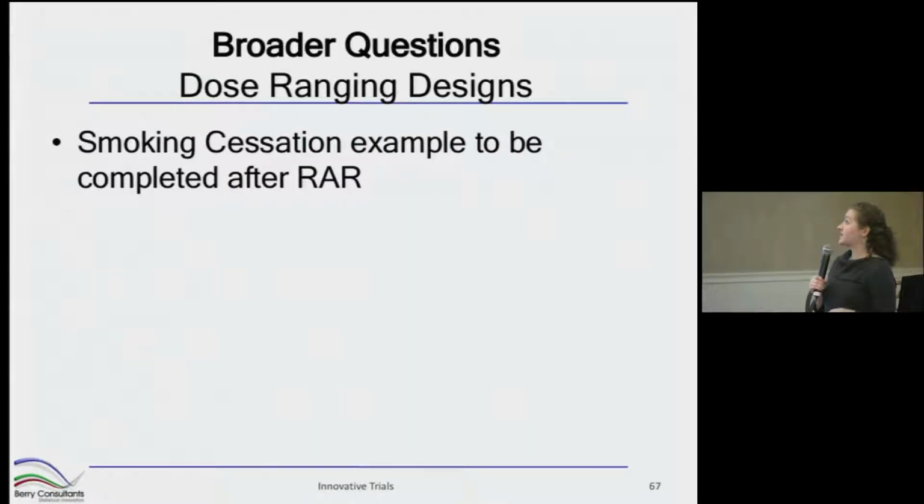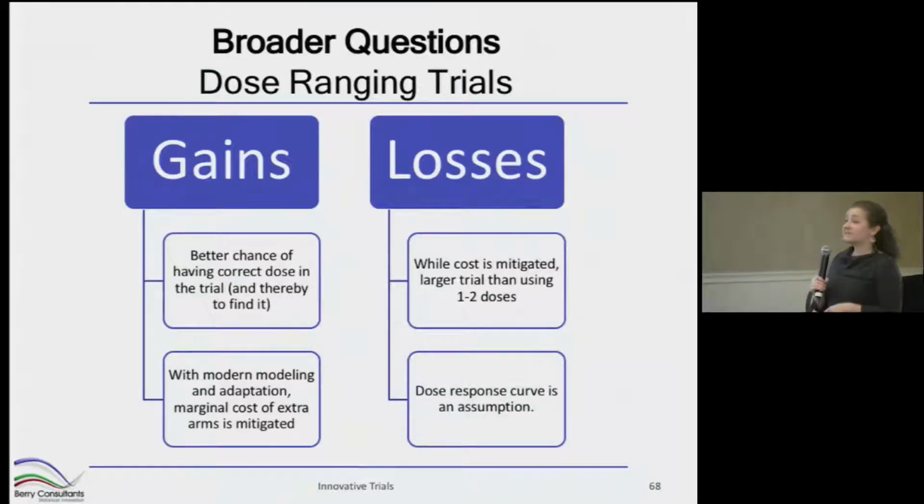So we can have adaptive features, and we're going to talk about those a little later this afternoon. We'll talk about something called response adaptive randomization, or RAR, and give an example of that. So that was a little teaser. So we're going to talk more about dose-ranging trials, but wanted to talk about response adaptive randomization before we go into that. So the gains of this are, well, first of all, we have a better chance of picking the right dose. If we can look at a broader set of doses instead of just picking 1 or 2, we have a better chance that we've picked the right dose in our trial.